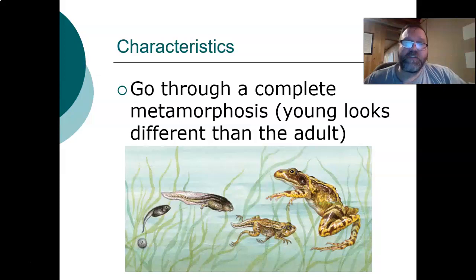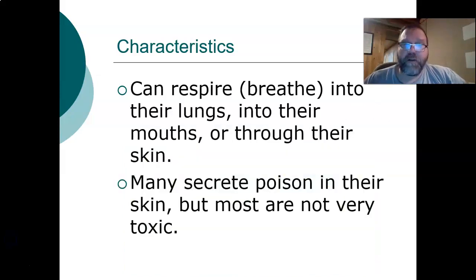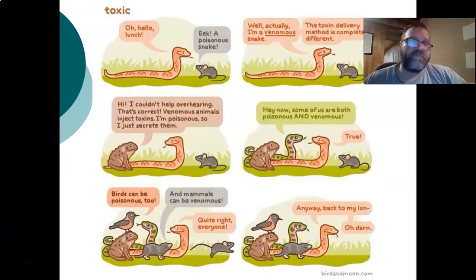Okay? So metamorphosis literally means morph, to change, and meta means to go through. So they're going through a change in which they don't look the same. They can respire, again, breathe into their lungs, into their mouths, or through their skin. And many of them, as mentioned, secrete poison in their skin, but most are not very toxic, except for the tree frog, which has the most poisonous venom there is. But most of them are just like you get a mild headache or you get sick, things like that.